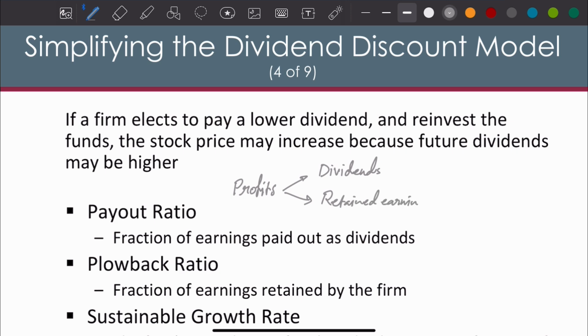Now, the portion of the profits that will go to the investors in the form of dividends is called the payout ratio. The portion that is going to be kept in the business in the form of retained earnings is called the plowback ratio.